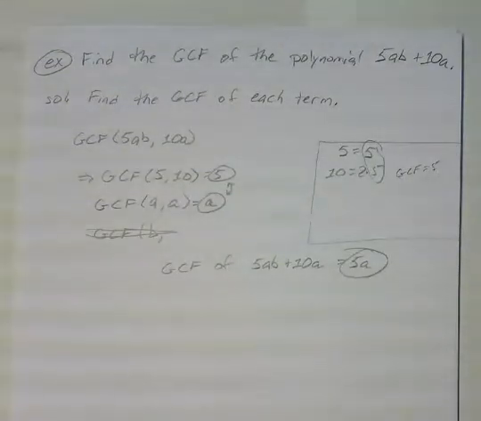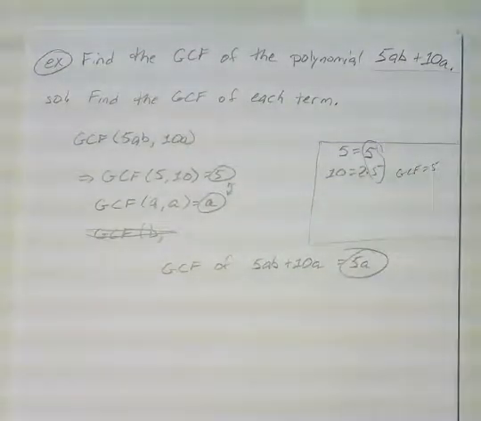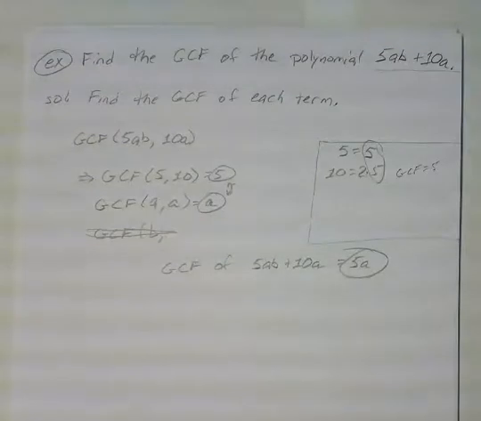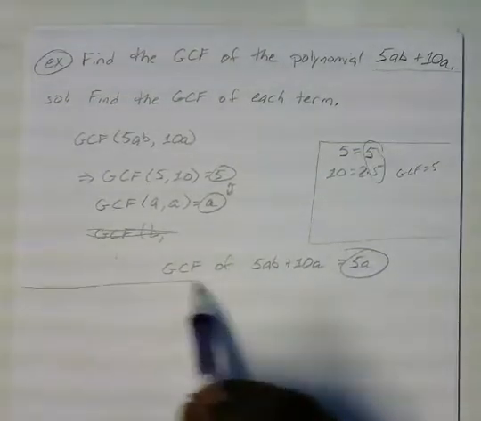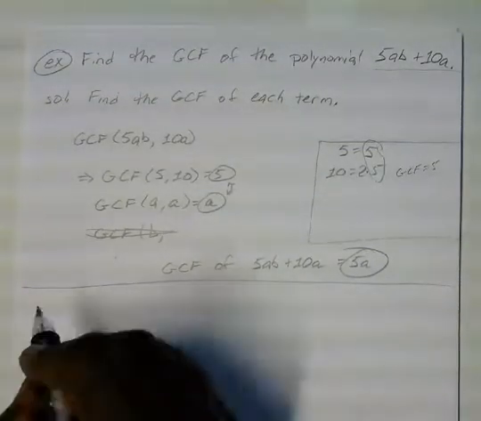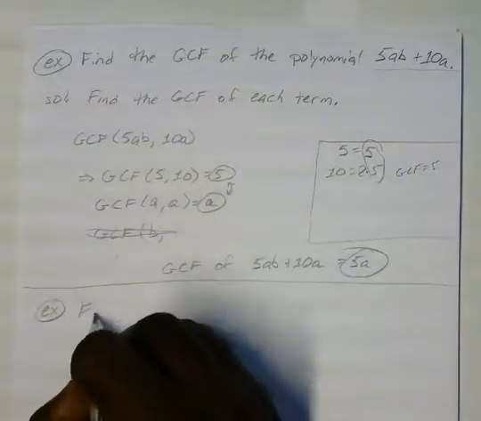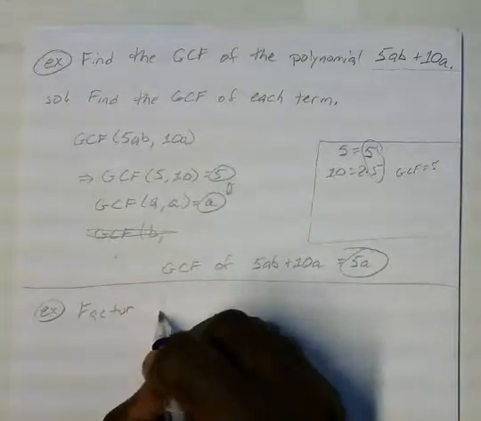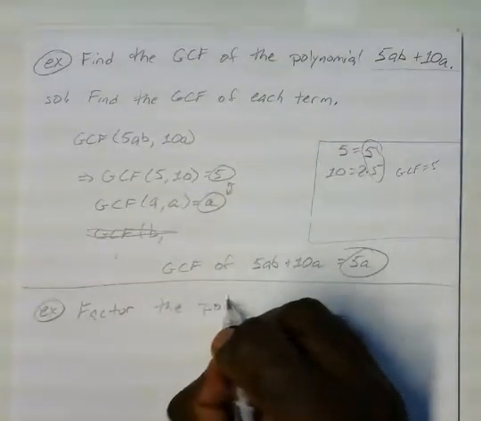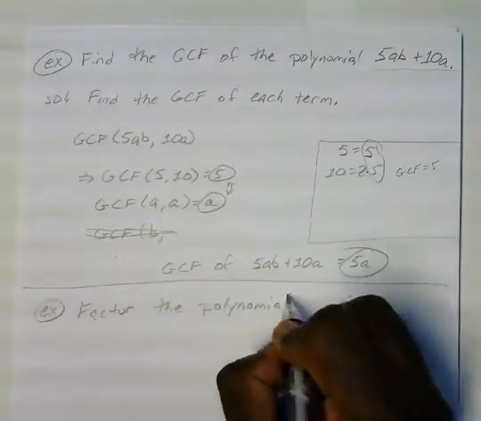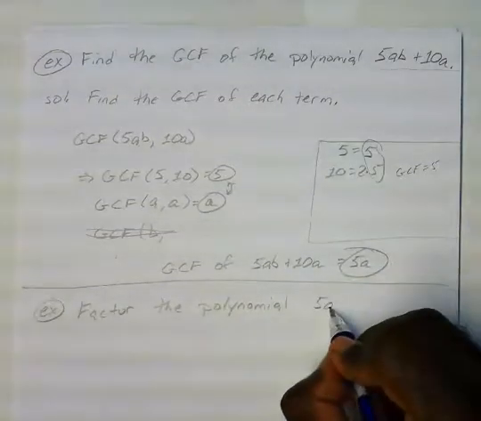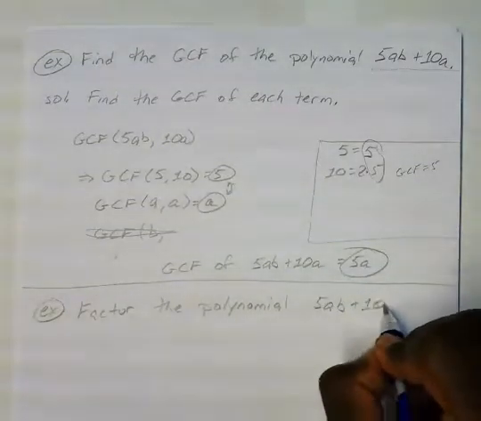All right, so now what we're going to do, we're going to take this same polynomial, and since we found the greatest common factor, we're now going to factor the polynomial. Okay, with 2 completely different steps. So what if we wanted to factor the polynomial 5ab plus 10a?